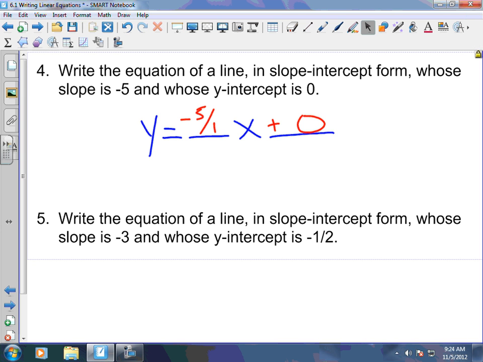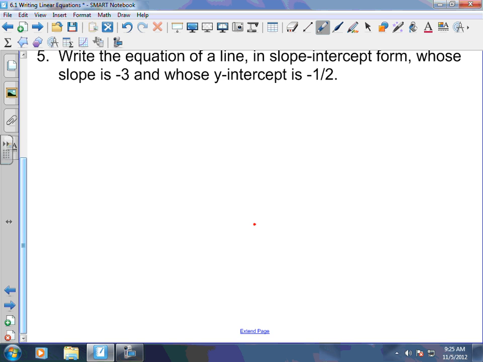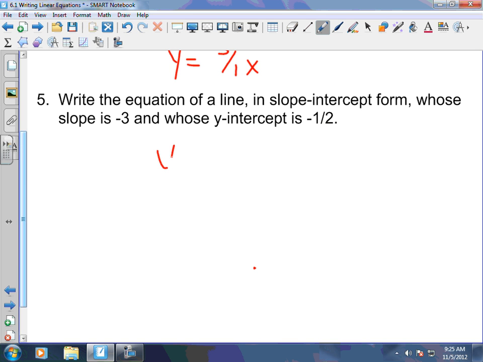Now, -5/1x plus 0 is -5/1x. So, to simplify this, we really need to write y equals negative 5 over 1x. However, if you put the plus 0 like I have here, you're fine. Okay, again, write the equation in slope-intercept form. Y equals blank x blank, whose slope is negative 3, so that means negative 3 goes here, and whose y-intercept is negative 1/2. This is very easy.